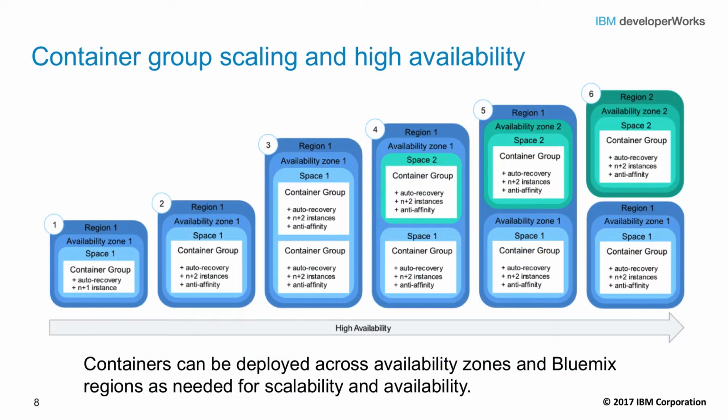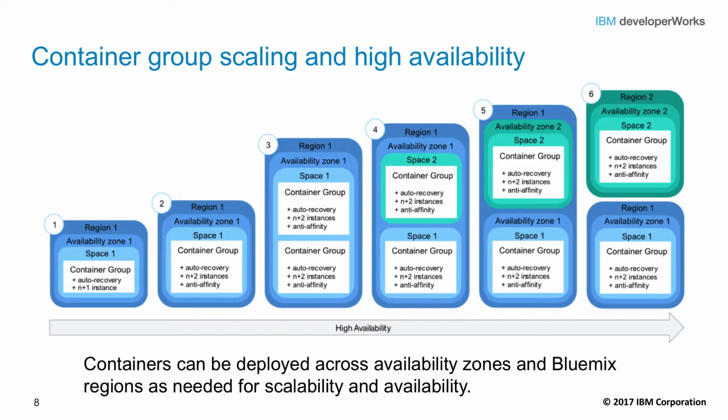Container groups are a feature of the Single Containers and Container Groups platform on the IBM Bluemix Container Service. Here's a diagram showing a range of container group options spanning from simple deployment through highly available configurations. A container group includes two or more containers that run the same image.